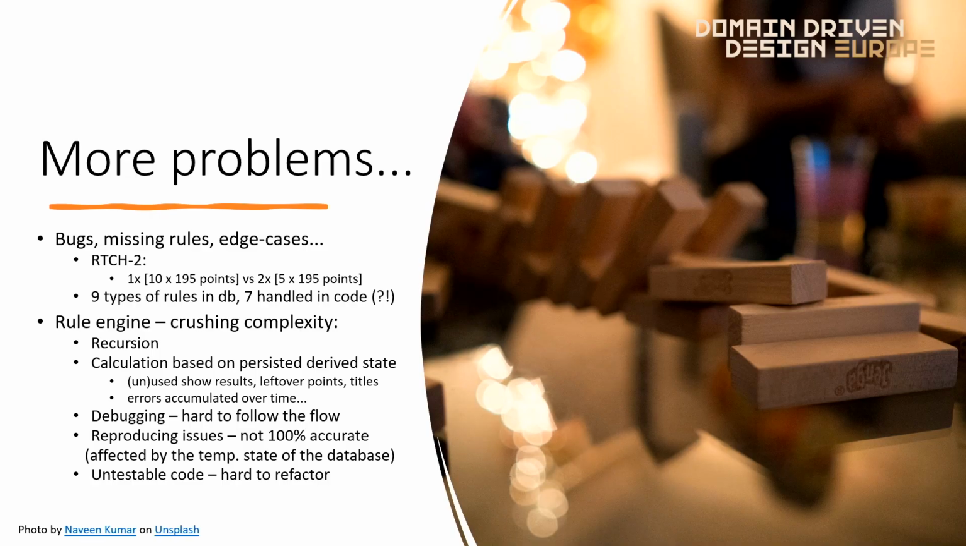those more complicated titles. So the really scary discovery was that we had 9 types of rules in the database, but only 7 were actually handled in code in any way. So we started wondering if actually the source code we had was the same code that was running in production, and there was no easy way to verify this.